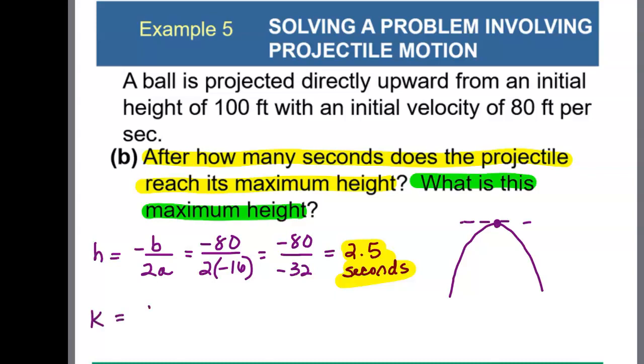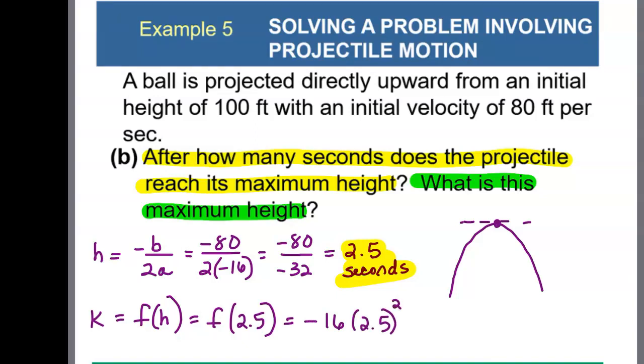The max height is given by k. That is f of h. So we want to find f of 2.5. In our function, we're simply going to replace t with 2.5. So we have negative 16 times 2.5 squared plus 80 times 2.5 plus 100. We're going to plug that into our calculator and see what we come up with. So that ends up being 200. So the max height is going to occur at 200 feet.